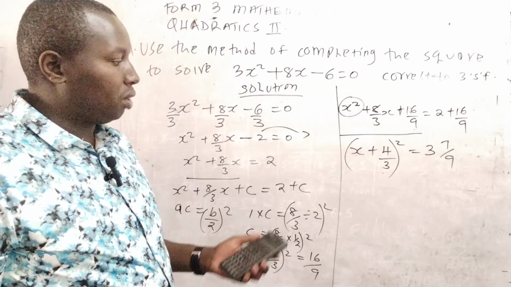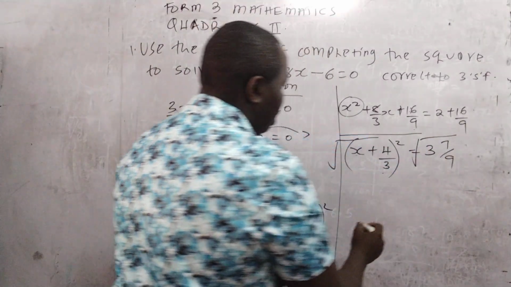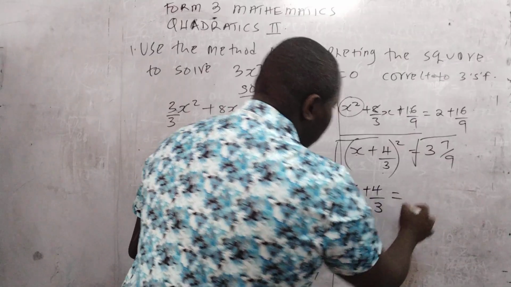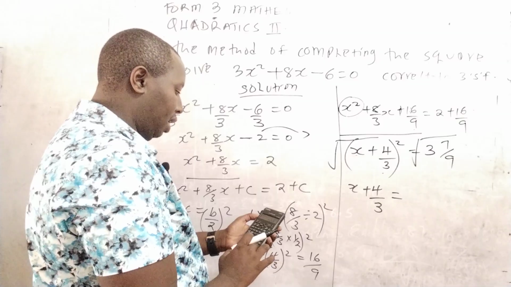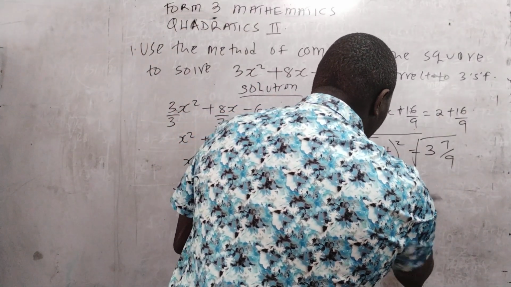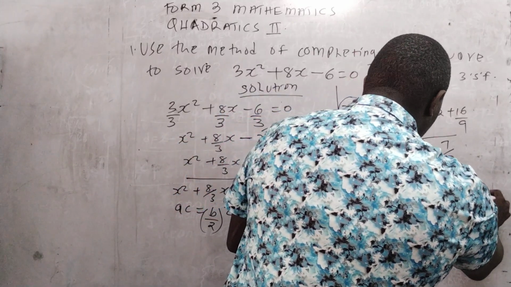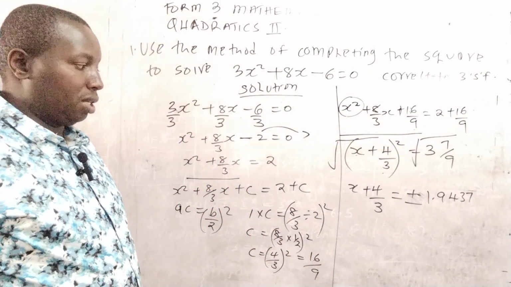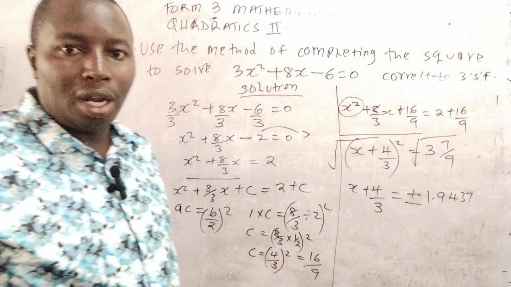Then from there, for you to get the values of x, you are supposed to find the square root of both sides. When you find the square root of the left hand side, you get x plus 4 over 3 is equal to the square root of 37 over 9. In decimals, it is plus or minus 1.9437, at least 4 decimal places. Because it's a square root, it should always be a plus or a minus.